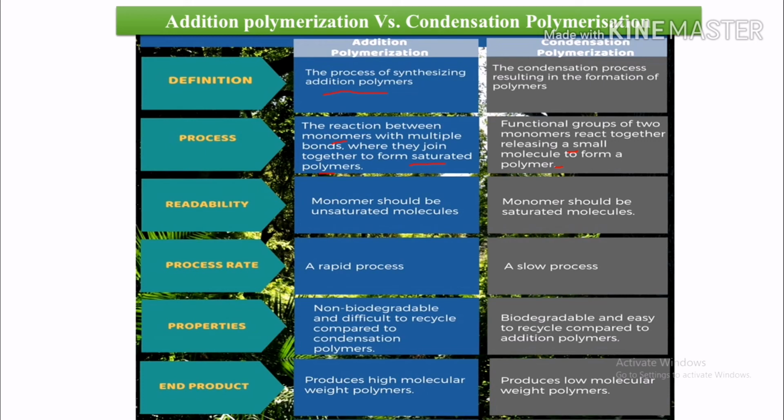As for the monomers, in addition polymerization they should be unsaturated molecules. In condensation polymerization, monomers should be saturated: we have dicarboxylic acids, dialcohols, amino acids, and sugars. The process rate: any process used in industry must be rapid, while natural processes are quite slow.